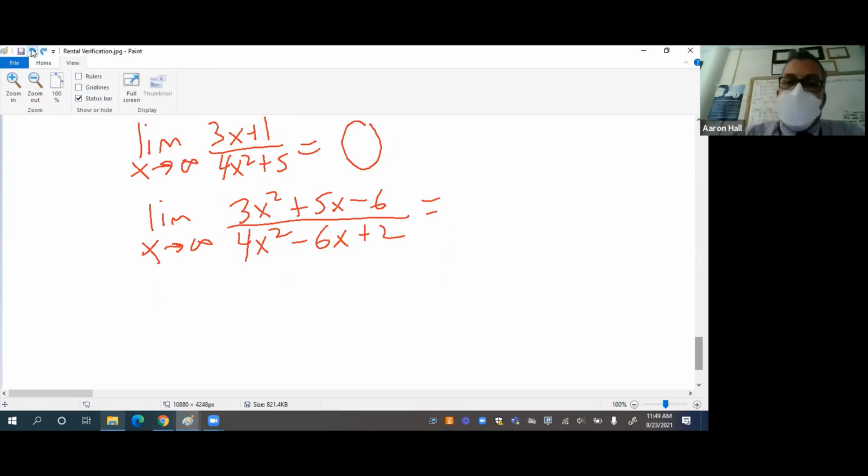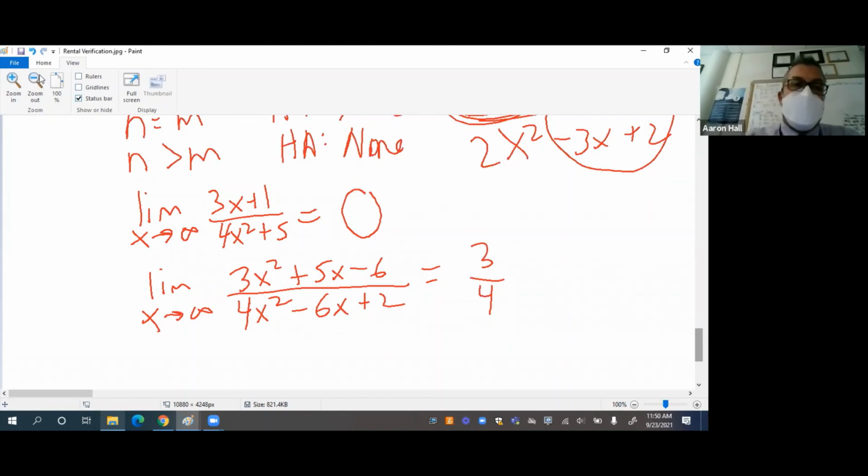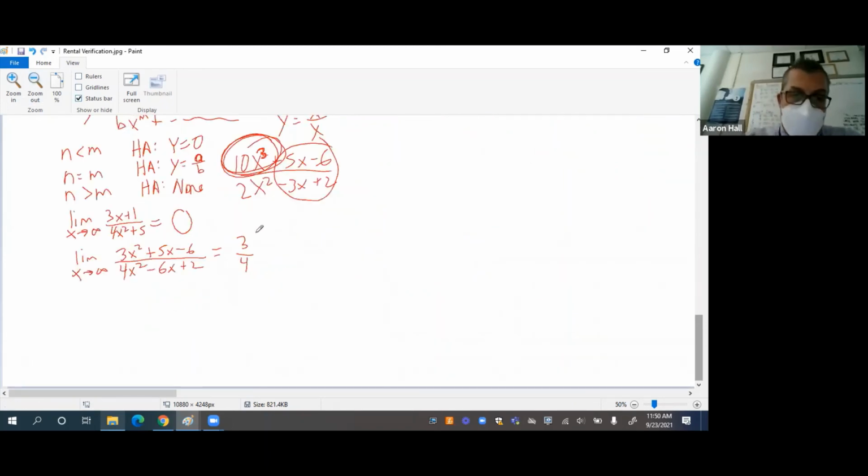So that we end up getting, what's the answer again? 3/4. One more time, why is it? Consider our rules. Why is it 3/4? Because n equals m, or the degree in the numerator is the same as the degree in the denominator.